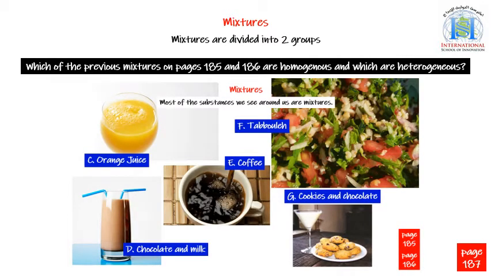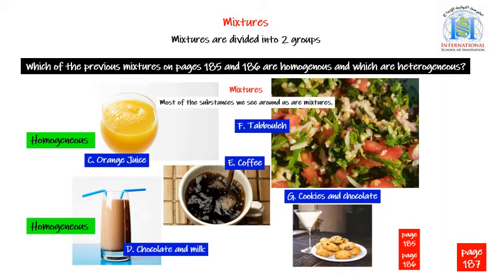Orange juice. How many phases does a mixture of orange juice show? 1 phase, correct? So is it a homogeneous or heterogeneous mixture? Homogeneous, good job. What about chocolate and milk? How many phases or levels does it show? 1, good job. So is it a homogeneous mixture or heterogeneous mixture? Well done, dear. It's a homogeneous mixture.